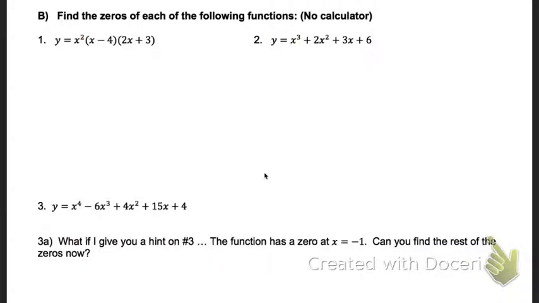So find the zeros of each function. What would I do in this case? x squared equals 0, x minus 4 equals 0, 2x plus 3 equals 0. So x equals 0, x equals 4, and x equals negative 3 over 2.